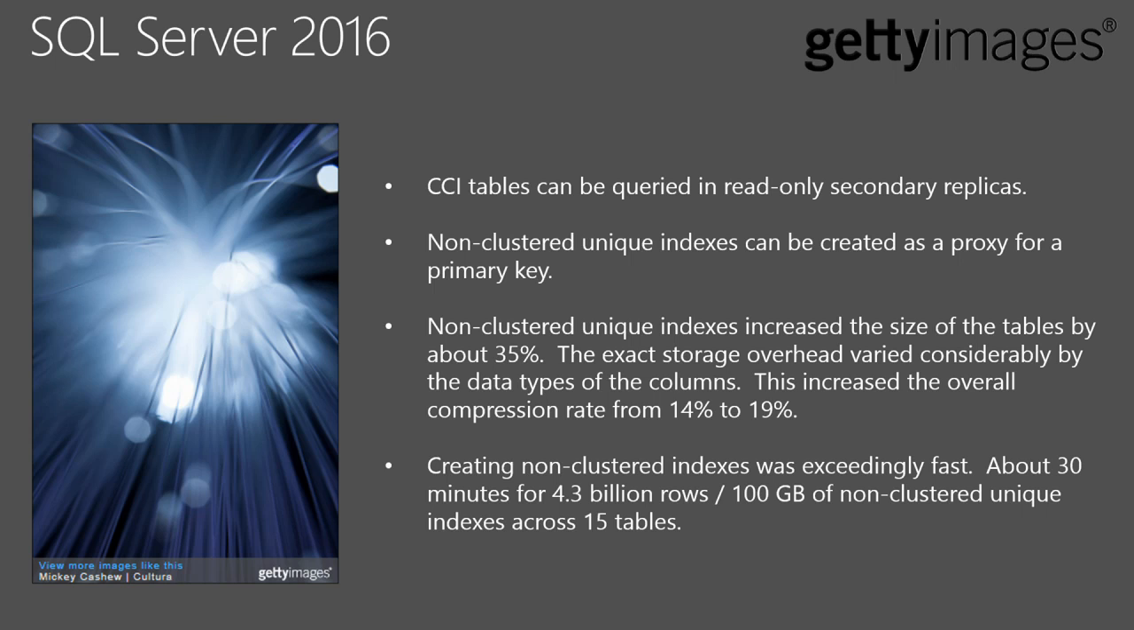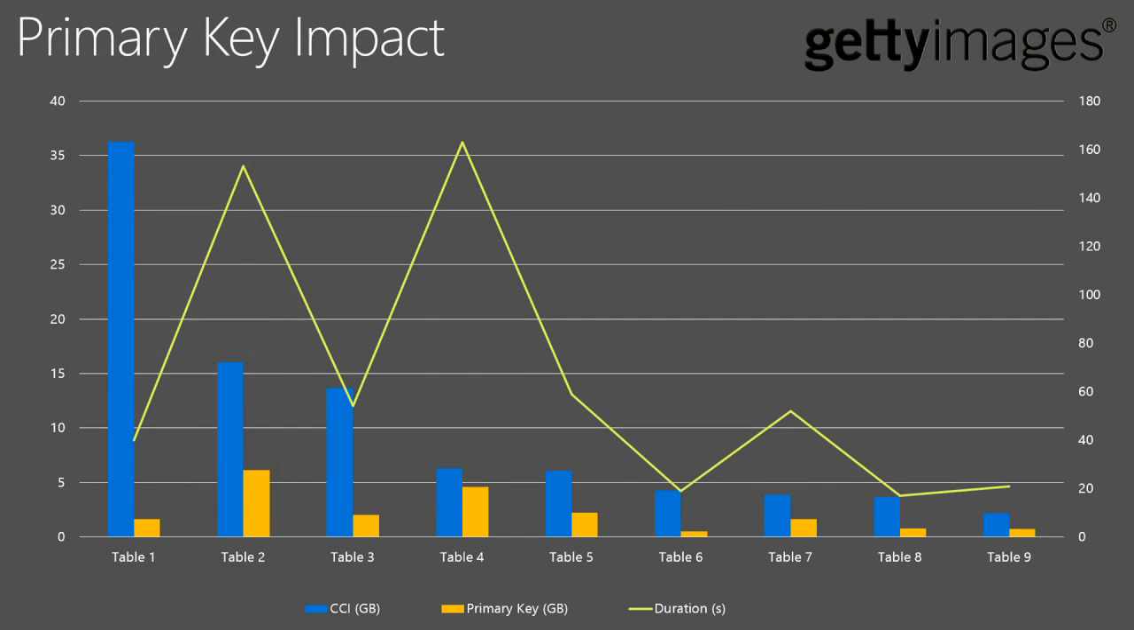Another thing I was a bit surprised about was the speed at which we were able to create the non-clustered indexes. We have 4.3 billion rows of data, 100 gigabytes of non-clustered indexes that we built across 15 tables, and it took about 30 minutes, of which 20 minutes was one table. It was that outlier table that I showed you before, and I'll talk about why it took so much longer. But the rest of the tables, well, let it speak for itself.